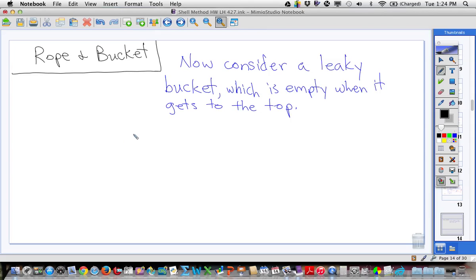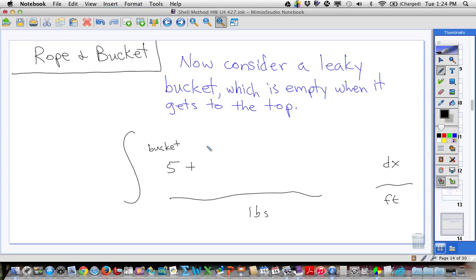Well, think about that. Bucket is, remember we want pounds here, and the dx is going to be feet. Bucket's 5. So the bucket doesn't change, so that's 5. The rope we already figured, so I'm just going to keep that same equation. What was it, negative 0.08x plus 1.6? Yeah, I went ahead and used the other version we had, or you can put 0.08 times 20 minus x, whatever. Either one of those.